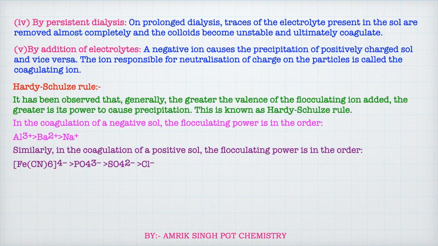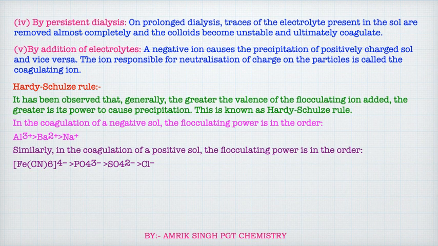Hardy-Schulze rule. It has been observed that generally the greater the valence of the flocculating ion added, the greater is its power to cause precipitation. This is known as the Hardy-Schulze rule. It means the coagulating power is directly proportional to the valence of the added ion. In the coagulation of a negative sol, the flocculating power is in the order Al3+ maximum, then Ba2+, and then Na+. As charge is decreasing, the coagulating power is also decreasing.